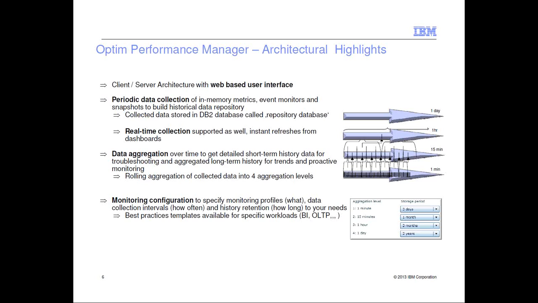The data that is collected by OPM is aggregated into 4 different levels. Out of the box, the default values for these various levels are 5 minutes for the aggregation level 1, 15 minutes for aggregation level 2, 1 hour for aggregation level 3, and a 1-day entry for aggregation level 4. What this means is, depending on how your monitor database has been set up to collect performance data, data would be collected every 5 minutes and an entry is made into the aggregation 1 tables.